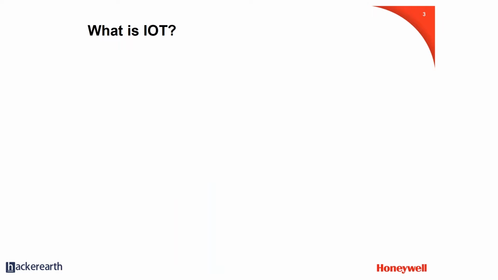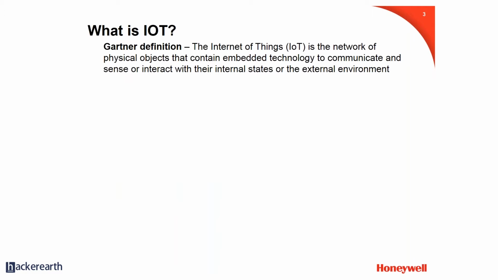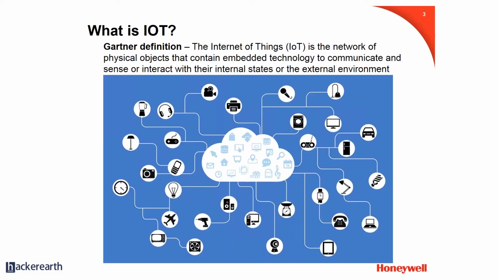So what is IoT? Everybody knows, right? This is the Internet of Things. I found a definition from Gartner, which says it's a network of physical objects that contain embedded technology to communicate and sense or interact with their internal states or external environment. Now that's a pretty loaded definition. But at a very simple level, I think this is it. You have things, you have the cloud or the internet in between, and this is just connecting all the things to the internet, right? It's as simple as that.